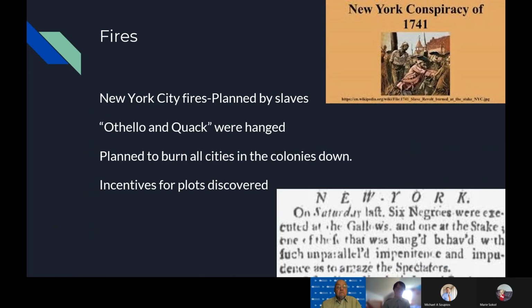So we see these revolts pop up in America, especially in the North, with New York City playing a huge part, where slaves were planning on burning down the entirety of New York City and taking over. And the people that were in charge, Othello and Quack, were hanged. Many more were executed. And the government created an incentive to discover plots that were instituted by slaves.